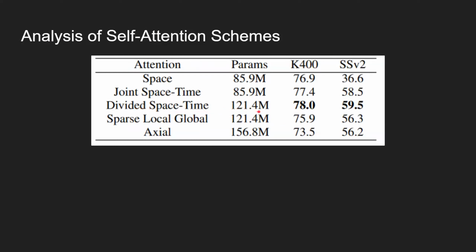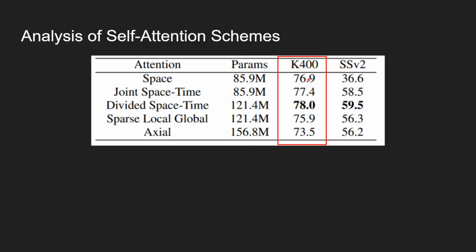Here's a comparison between the different options that were just explored. The space and joint spacetime each have a single transformer block, and so they've got about 85 million parameters each. The divided spacetime and sparse local global each have two, so they've got a bit more at about 120 million. Then axial attention has three, the most, and so it has the highest number, at about 155 million.